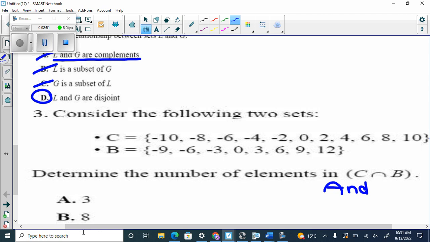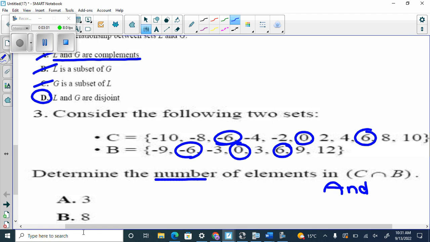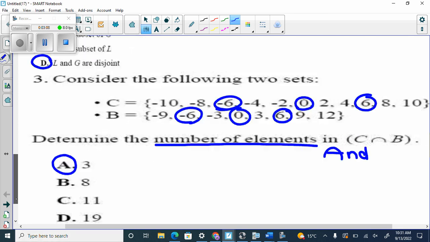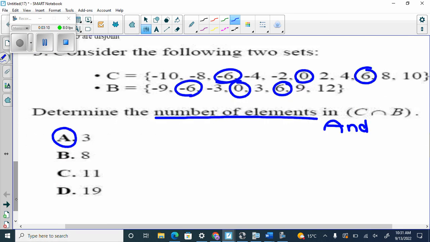So what numbers are there? Negative 6, 0, and 6. So they want the number of elements. They don't want what the elements are. They want the number of elements. So how many are there? 3. I'm ready to flip over.